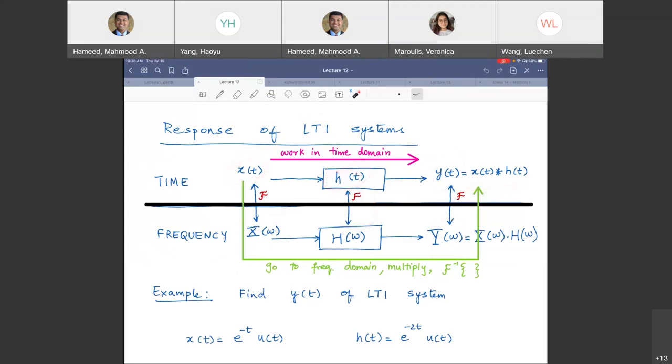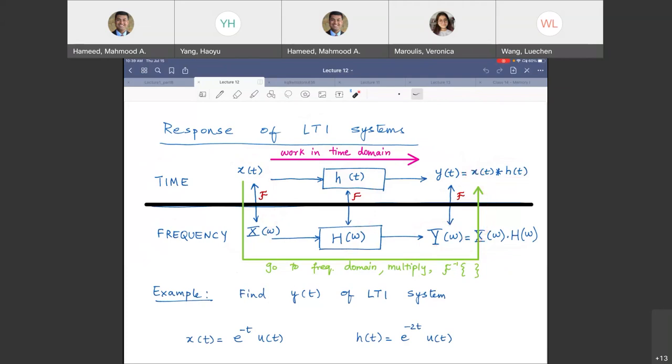However, if you want to work in the frequency domain, which could be easier in some cases, then what are you doing? You're taking the Fourier transform of x to get X of omega. You're taking the Fourier transform of h to get the frequency response. Convolving in the time domain corresponds to multiplying in the frequency domain. So Y of omega is simply the multiplication of X of omega and H of omega. And once you have Y of omega, you can take the inverse Fourier transform to get to y of t.